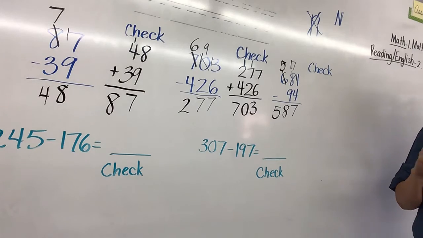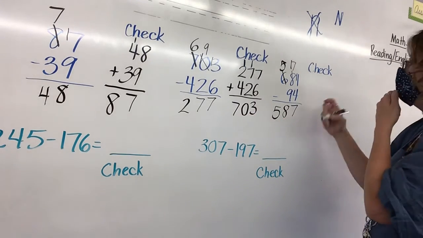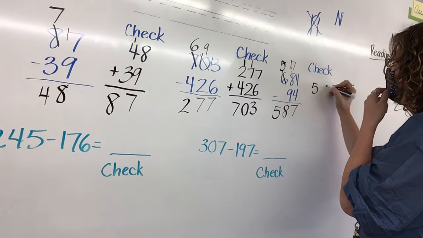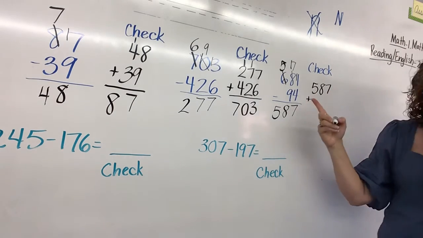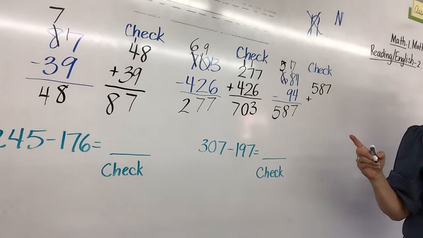All right, to check it, you're going to put the difference, which we just found out was 587. And we are going to add back what we subtracted, which is? 94.